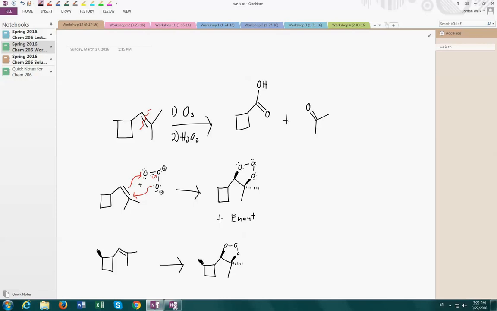We could write that down. So let's say achiral starting material leads to plus enantiomer. Chiral starting material leads to plus diastereomer. And I think in the vast majority of cases that'll be true.